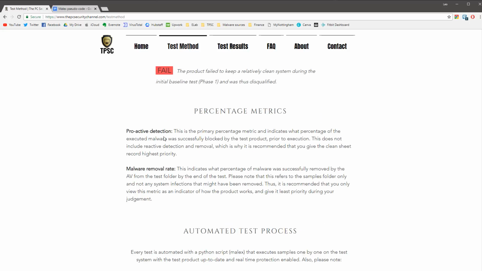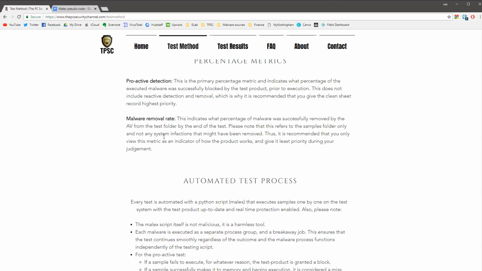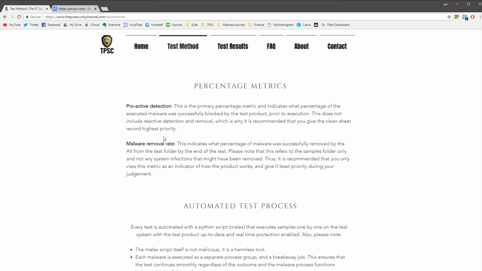Now moving on to the percentage metrics, the proactive detection and the malware removal rate. The proactive detection, as the name suggests, tells you what percentage of malware was blocked by the AV product proactively. That means it was blocked before it could get into the system and start doing things. Blocked on execution, essentially. For products that use sandbox or behavior monitoring and the file is caught after a period of execution and then maybe its actions are rolled back, that does not count as proactive detection. Which is why, again, I always focus on the clean sheet metric the most, because that reflects everything.